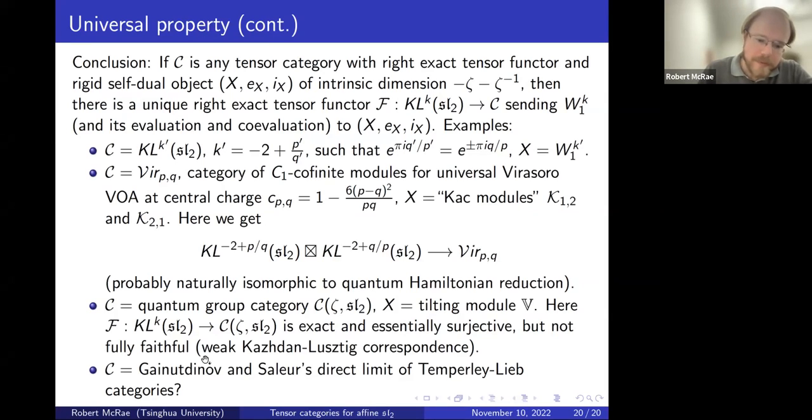But this is one more example where probably we get some kind of tensor functor, and actually probably it's an equivalence. So probably this KLK has actually appeared before in a different guise, I guess. But anyway, I think that's all I have, so I will stop.